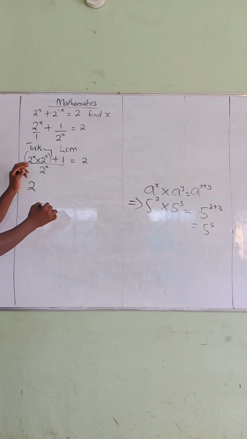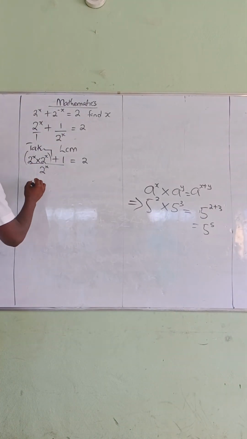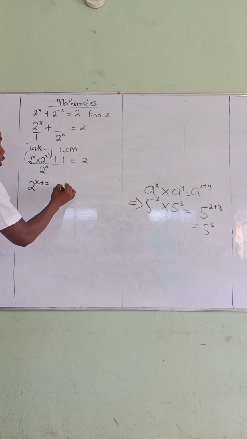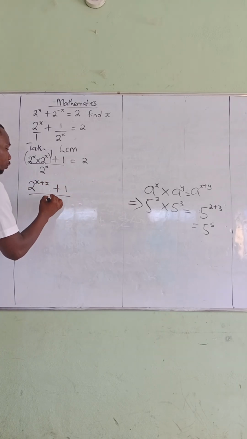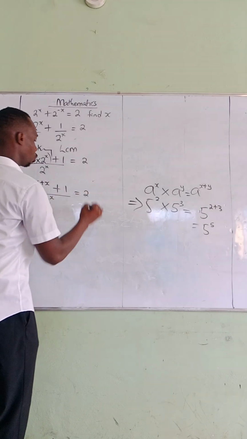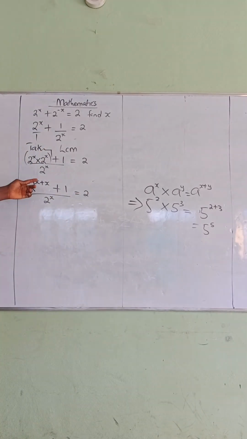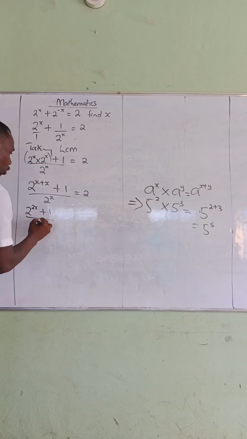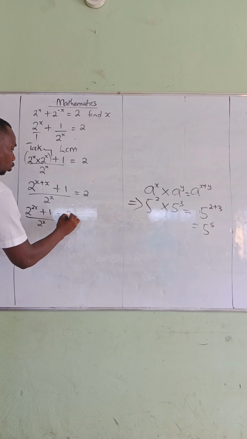2 raised to the power of, because they have the same base, you add the power, so it becomes x plus x plus 1 all over 2 raised to the power of x is equal to 2. Now we add this and it gives us 2 raised to the power of 2x plus 1 all over 2 raised to the power of x is equal to 2.